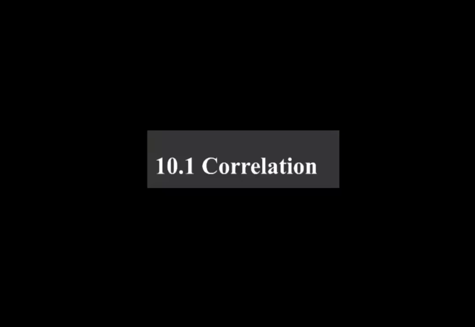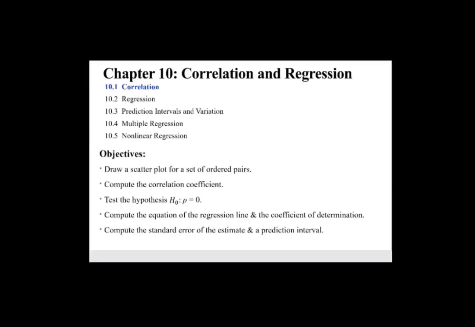Next topic we're going to look at is correlation and regression, starting with the first topic, correlation. And we're going to look at drawing a scatter plot and calculating correlation coefficient r and test the hypothesis with H0, and the parameter is given by a Greek letter rho.